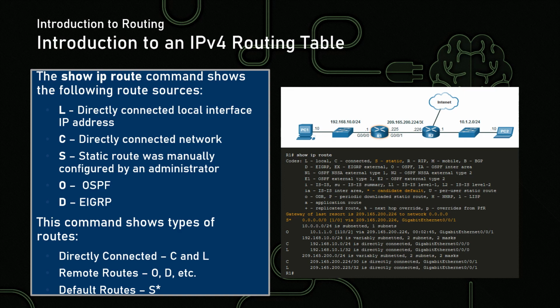We can see a larger expansion of these codes in the table to the right. The default that we see with the static and also with the star is represented by two separate characters. So the star modifier, the candidate default, is actually a modifier of the static route on its own. So if we look here at the gateway of last resort, we see that that is our GigabitEthernet 0/0/1, 209.165.200.226 goes to network 0.0.0.0. So that's kind of the drain, if you will. Everything else is subnetted so that we can have these routes to go to different computers on these various networks between these two routers.